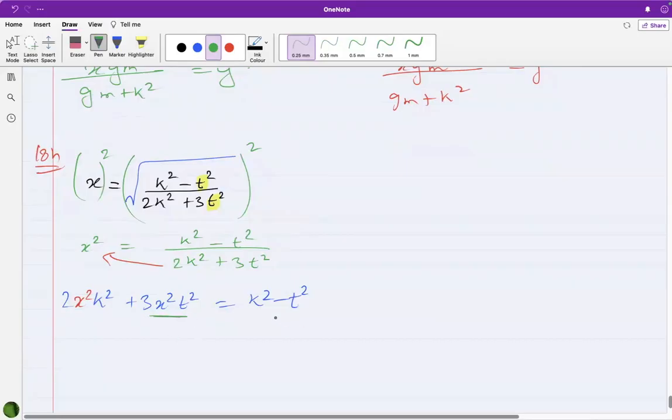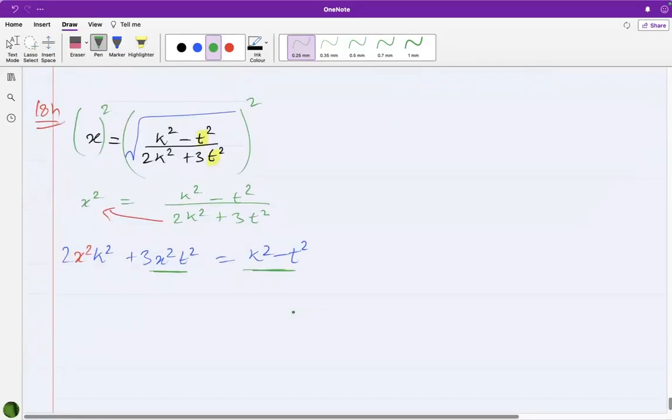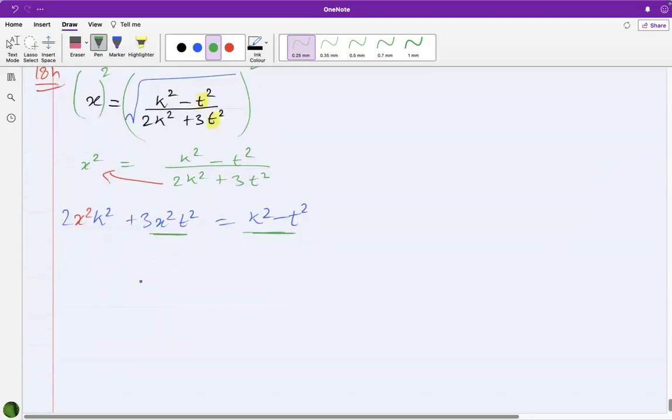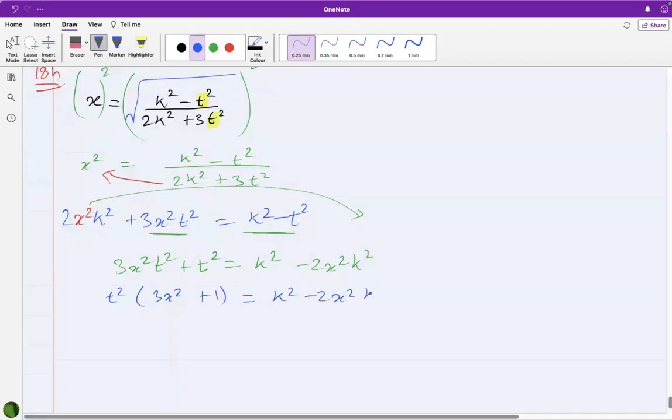Now I can see t at two places. So I'm bringing all of the t's on one side and all the numbers on the other side. So keeping 3x square t square here and bringing that t here as well as plus t square is equal to k square, which was already there. And I'm taking this on the other side. Minus 2x square k square. Now taking out t square as common, I'm left with 3x square plus 1 is equal to k square minus 2x square k square.